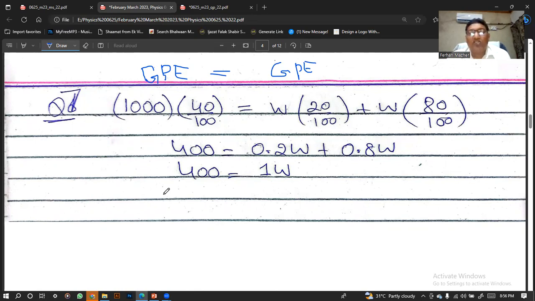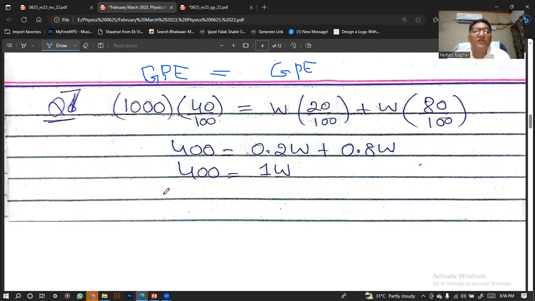So 1000 multiplied by 40 divided by 100 will be equal to the gain in the gravitational potential energy. That will be W multiplied by 20 divided by 100. This boy rises 20 centimeters up, and the other boy rises 80 centimeters above. So his gain in the gravitational potential energy will be W into 80 divided by 100. So it will be 400 equals 0.2W plus 0.8W.